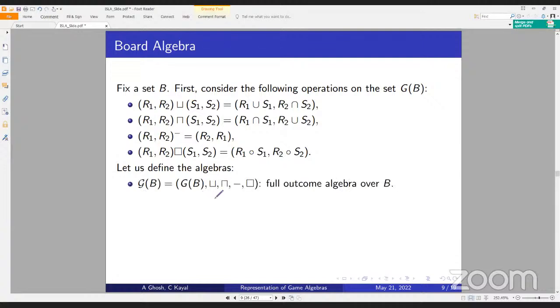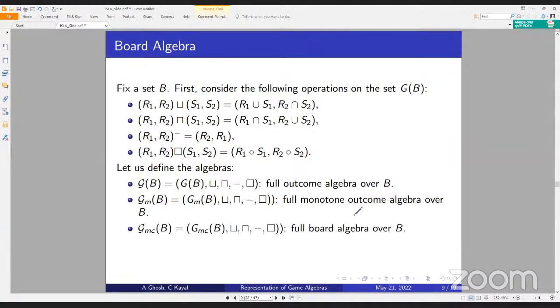This is the full outcome algebra of B, where you have this union over the games and intersection, and over this set of monotone sets of pairs, you have the full monotone outcome algebra. Then you have the full board algebra, which consists of all these monotone and consistent pairs. You have the game union, game intersection.